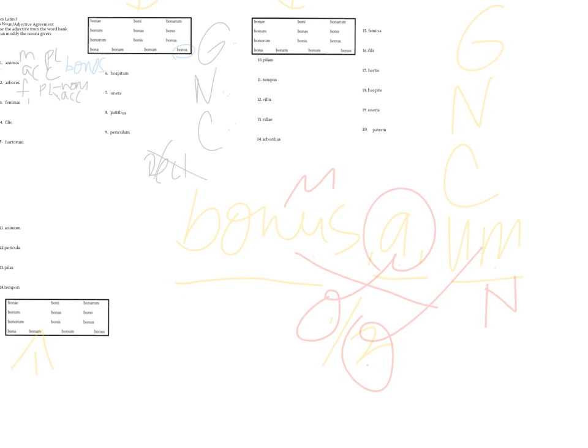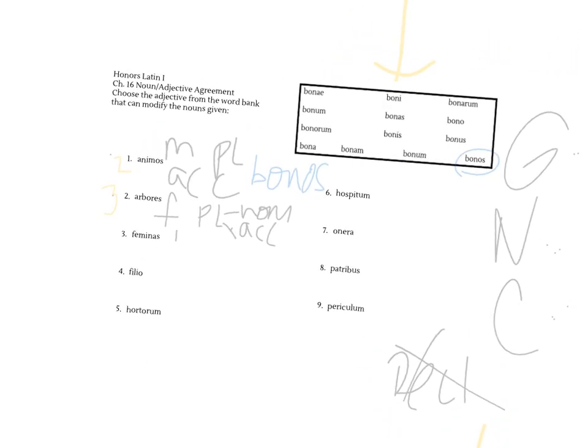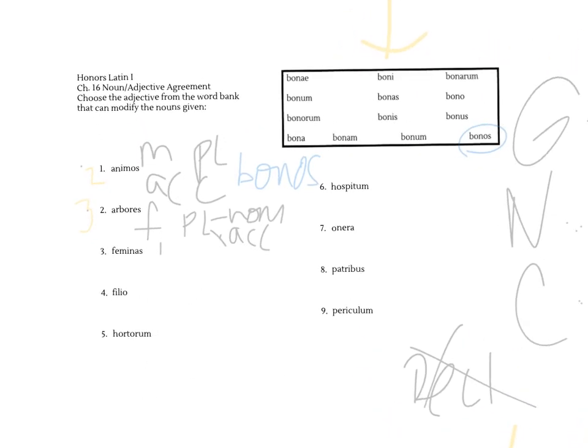Which ending, 1 or 2, is going to go with the feminine? The answer should be, you should be thinking the 1. The 1 endings are the ones that go with feminine words. So now that I know I have a 1, 2 adjective, I want to specifically focus on the first declension endings because that's the feminine. And we have a word here that is feminine.